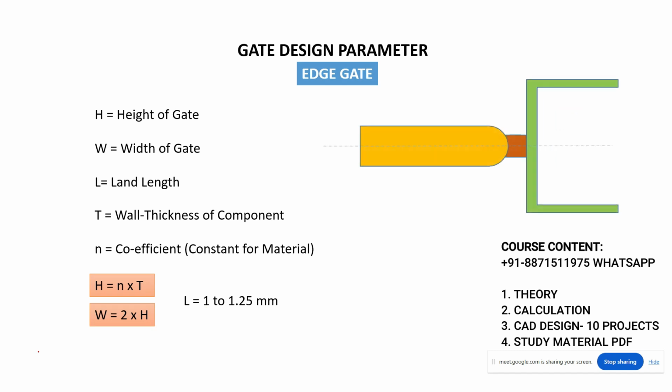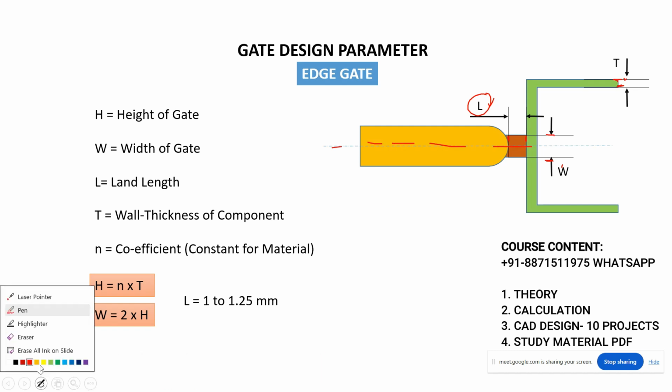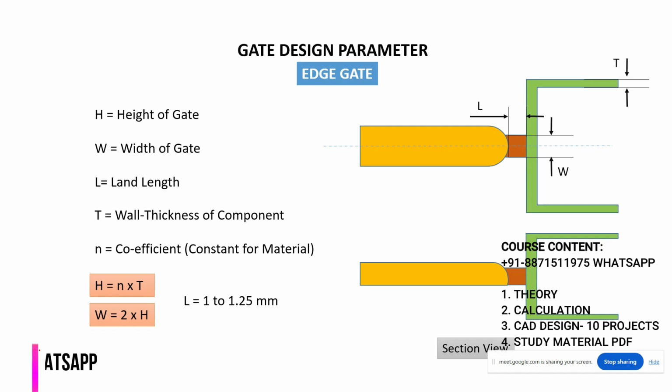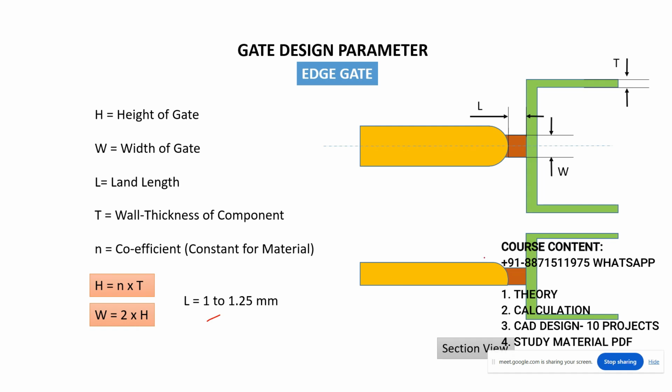See here. This is the top view, in which I am showing you a few dimensions. For example, see here, this is the length, from this point to this point. Here this is the width, and this is the T, which is the wall thickness. Here I am showing the cross section of this also. Sorry, this is the section view. This will show the height, which is the H. Understood or not?